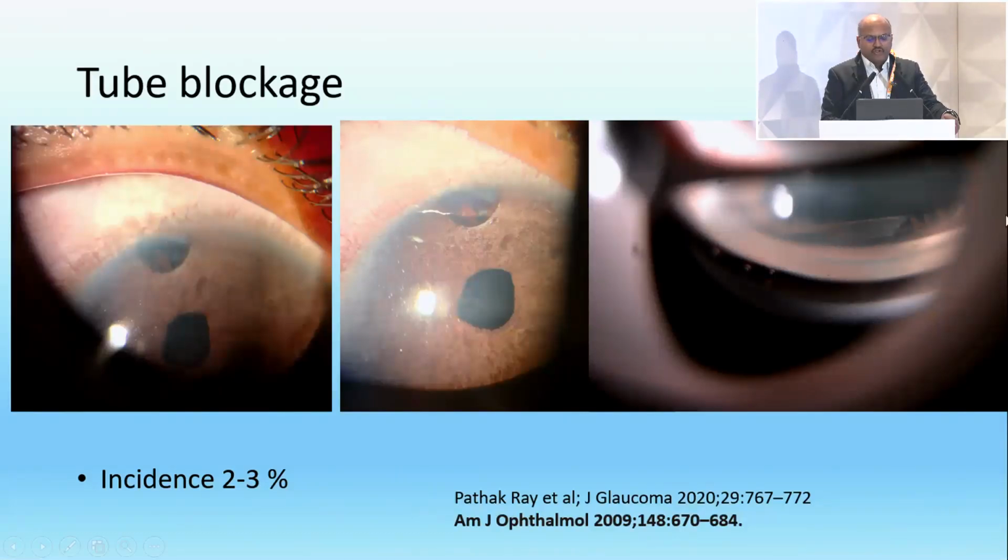And ideally, the tube should be like your extreme right image. It should be right in the sulcus, very close to the ciliary body, and you should be able to see it gonioscopically. It should be pretty long, but in this case, if you see, the tube is just behind the iris, and the limb of the PI is blocking the tube tip. So the incidence is about 2 to 3%, and Dr. Pathak has published that in her publication.